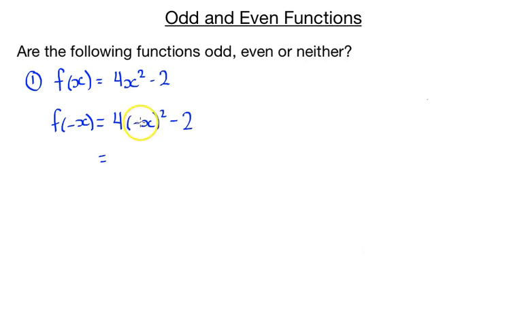But we know that's like a minus 1x, and if we square minus 1, it's just going to become 1. So a minus x squared is just the same thing as an x squared. So that's the same thing as having 4x squared minus 2, which is exactly the function that we started with at the start. Okay? So that means that that function is even.